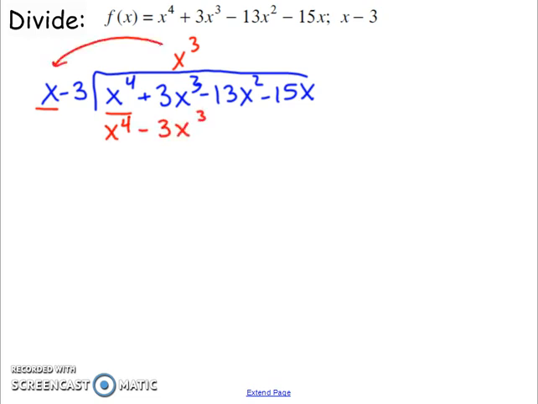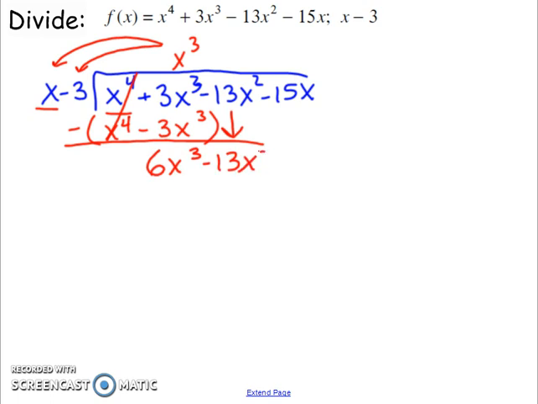So that's going to both. So we're going to subtract the entire thing. x to the 4th minus x to the 4th is gone. 3x cubed minus a negative 3x cubed becomes 6x cubed. Okay, bring down your next term. I have an x. I want a 6x cubed, so I need a 6x squared. I'm going to multiply. So I get 6x cubed minus 18x squared.